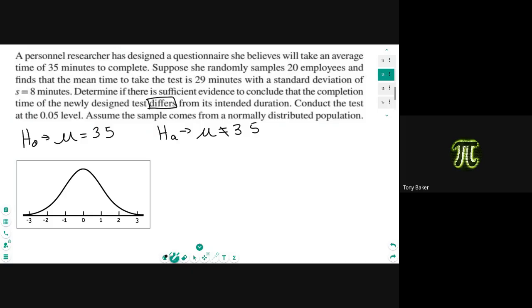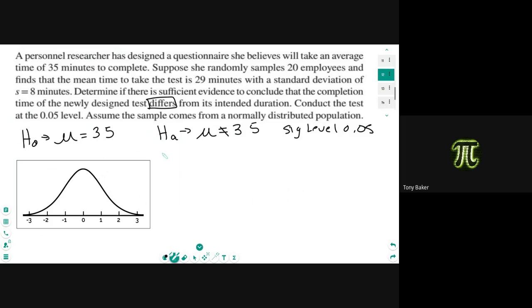All right, so we've got that. What's the significance level? 0.05. One-tailed or two-tailed? Two-tailed. Population or sample mean, or sample population or sample standard deviation? We have the sample standard deviation. So we need to use T, not the Z.